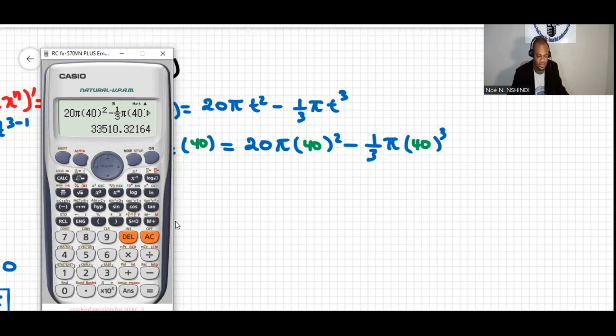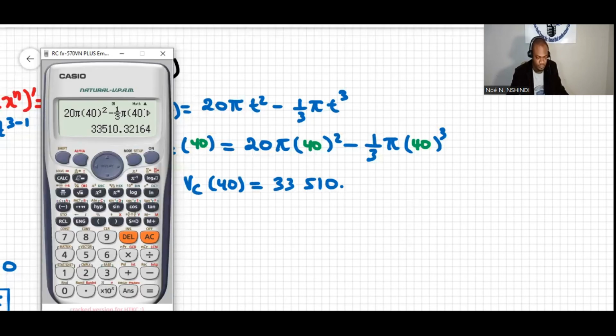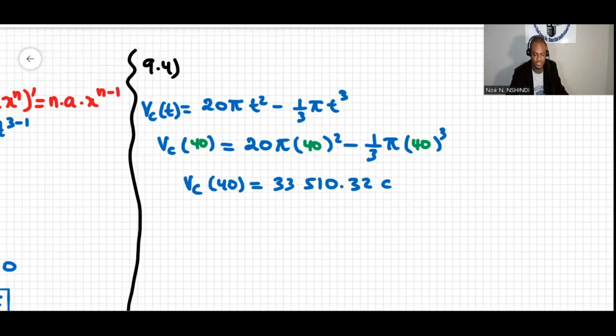Press SD, it's this number, 33,510. So VC at 40, the maximum volume, is equal to 33,510.32 centimeters cubed. That's the volume of the cone. Now I also need to work out the volume of the sphere. So let's work out the volume of the sphere.